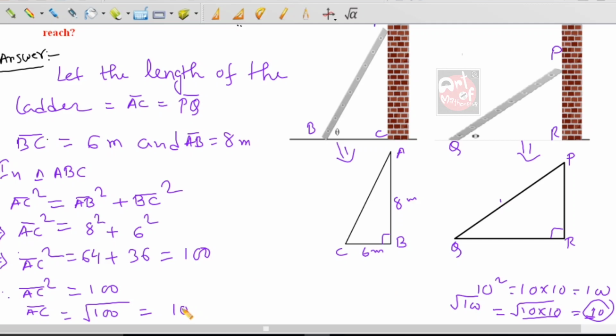Okay. So now the AC length is what? 10 meter. So the length of the ladder is what? 10 meter.